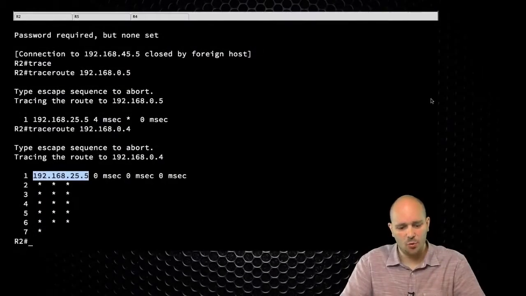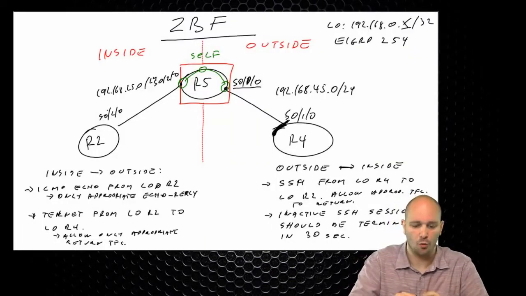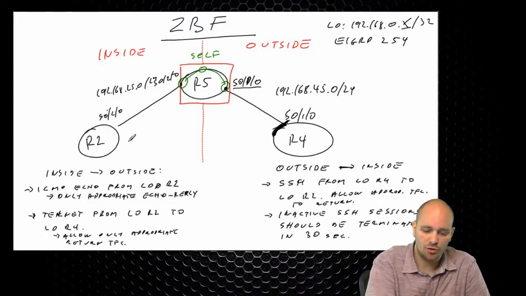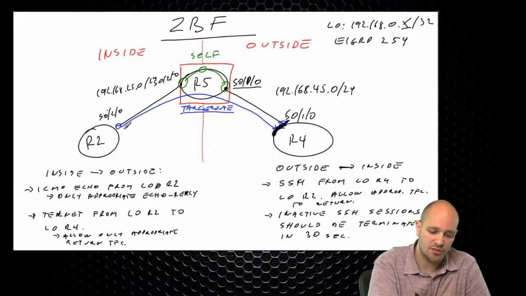Let's now add another rule to our firewall. Let's allow traceroute from this interface to this interface to go through R5. So this is going to be traceroute here. I want this to be the source interface and this to be the destination interface, but I do not want to inspect it. I want to just use the pass action.